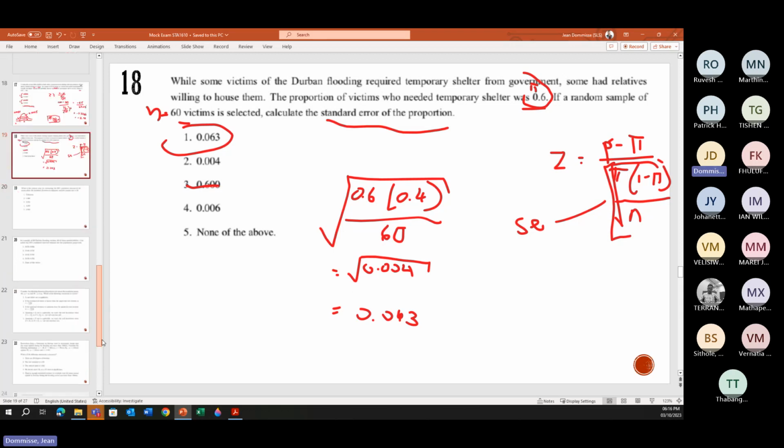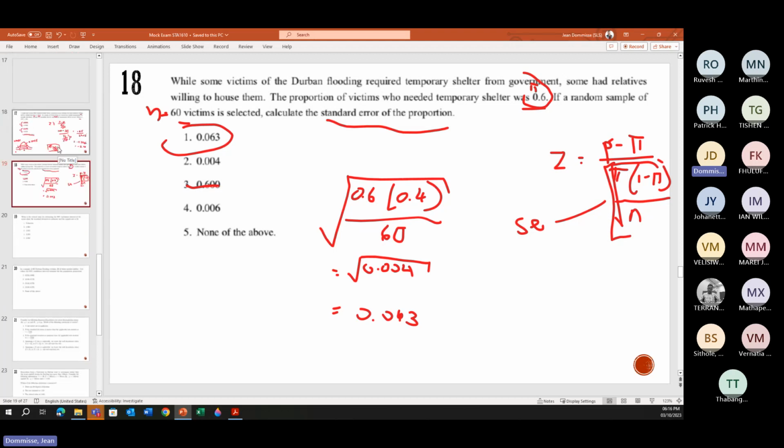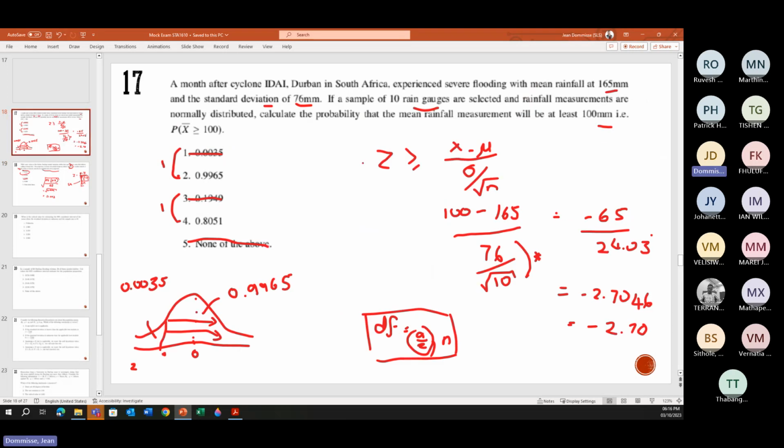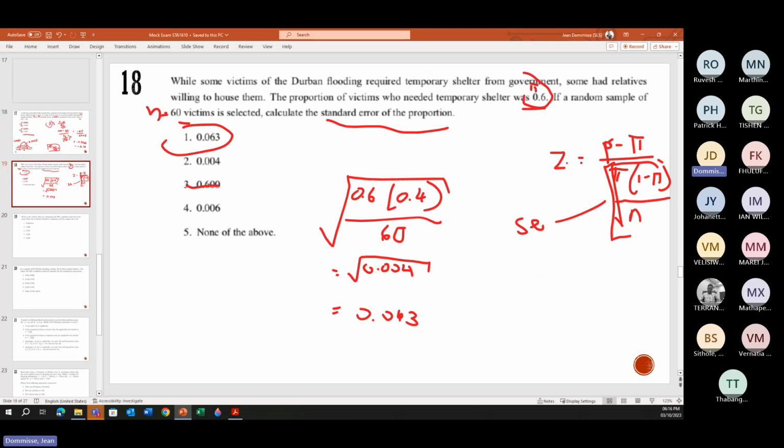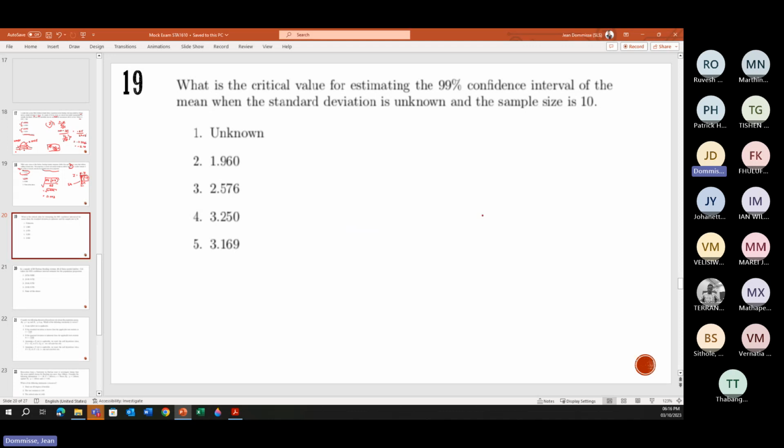Okay, so for chapter 7, we basically have covered work out Z, work out something with a proportion. Now we go into confidence intervals. Okay, so now they tell us what is the critical value for estimating 99% confidence interval of the mean when the standard deviation is unknown and the sample size is 10. Okay, so we are working with a confidence interval.